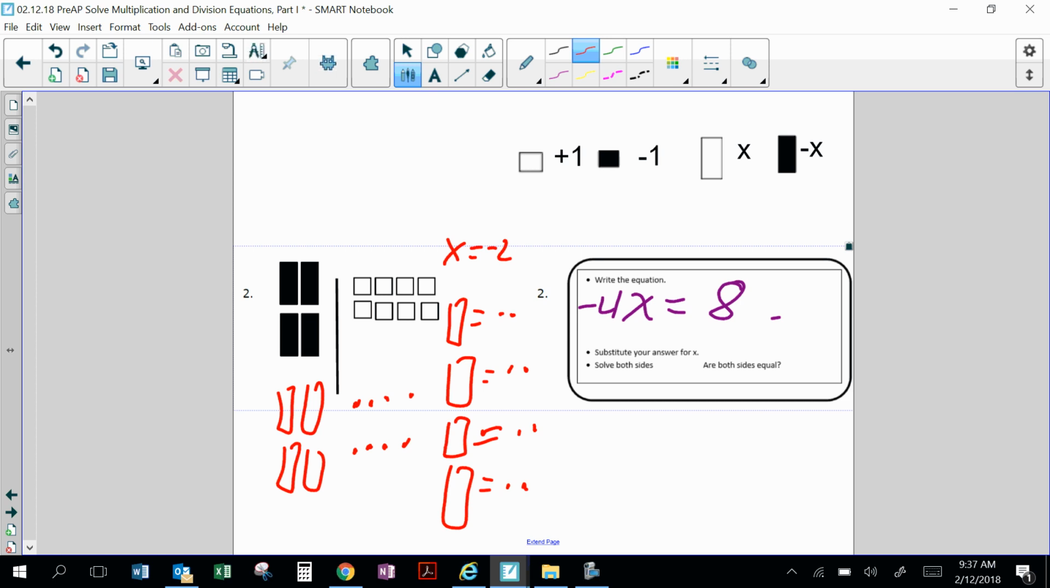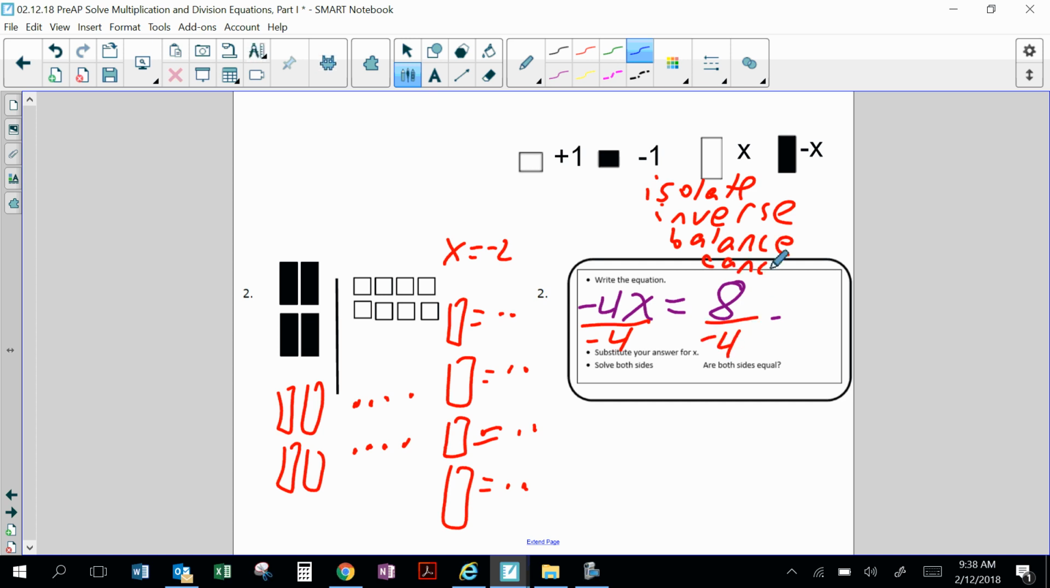But what if you don't like drawing it or using a model and you just rather solve it algebraically? I don't blame you at all, by the way. So first of all, I need to isolate x. Is x isolated? No, it's next to negative 4. What is the relationship between negative 4 and x? It's multiplicative. So what is the inverse of multiplying? Dividing. So I divide by negative 4. But I need to balance it on the other side. Now I need to cancel. Negative 4 divided by negative 4 cancels out. x equals 8 divided by negative 4, which is negative 2.